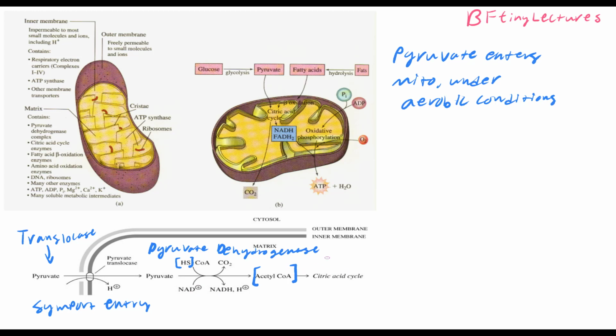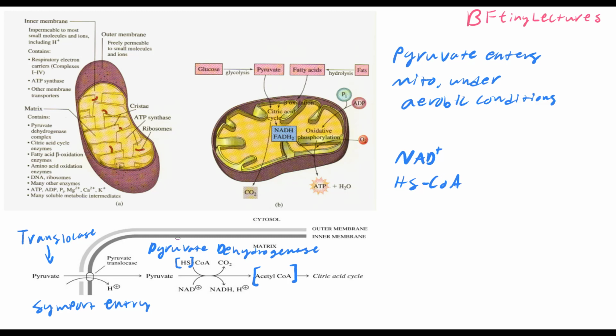Of course, this reaction is facilitated via coenzymes. If you don't have certain coenzymes, you're not going to be able to produce acetyl coenzyme A. Now, those coenzymes, the main ones are going to be NAD plus, and also HS-CoA.